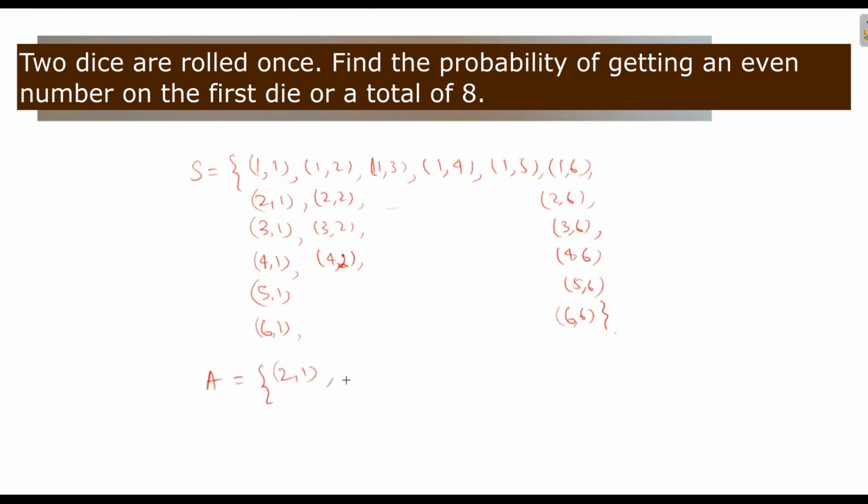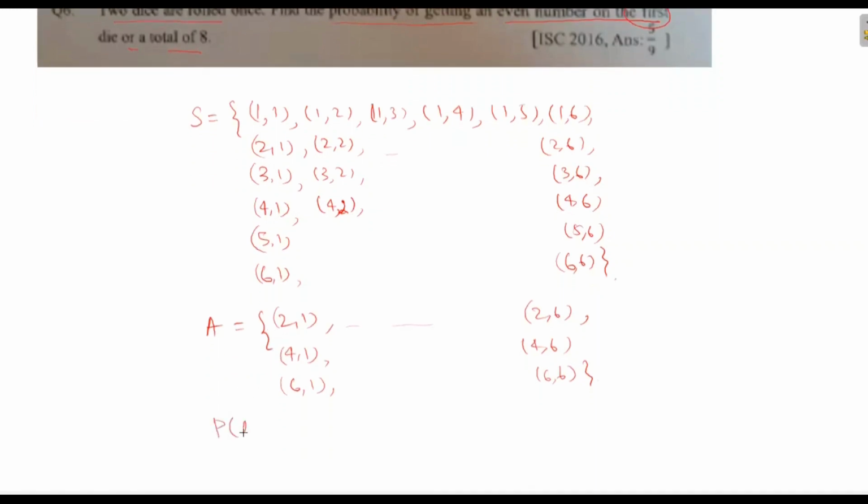I'm just talking about first conceptually understanding this. So 2,1 to 2,6, 4,1 to 4,6, these are the elements, and then 6,1 to 6,6, because the first one is an even one. So there will be 18 elements. So the number of favorable events is 18 here. Total is 36. So this is 1 by 2, right? So this is the first one.